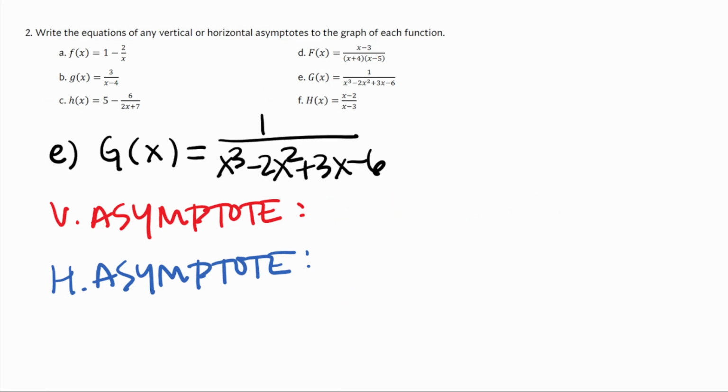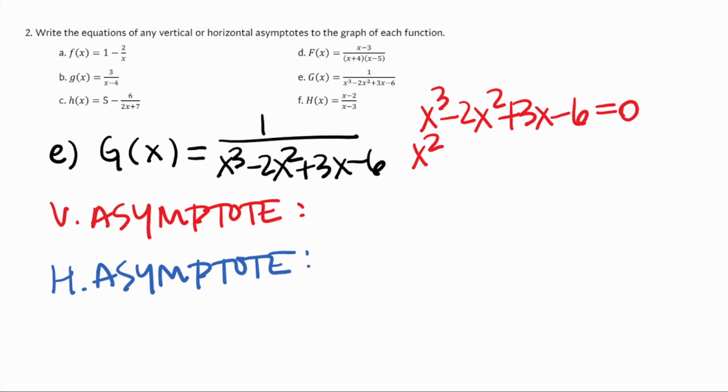All right, with g of x equals 1 over x to the 3 minus 2x to the 2 plus 3x minus 6. Okay, with the vertical asymptote, we already kind of did this type of situation once. We're interested in where the denominator is going to equal 0. So that'll be x to the 3 minus 2x to the 2 plus 3x minus 6 equaling 0. Okay, and we're going to group and factor.